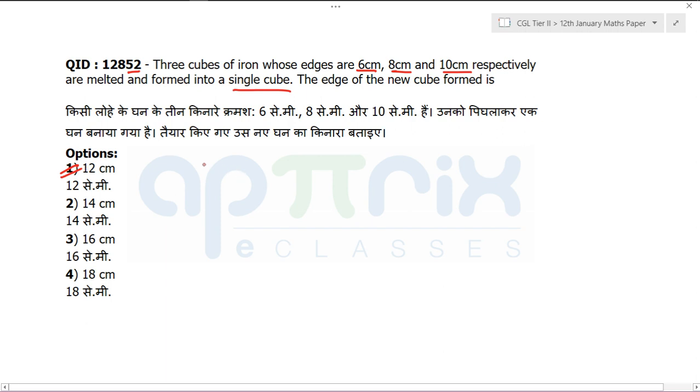You know that the volumes will be constant. That means if you sum the volumes of all 3 iron cubes here, that should be equal to the volume of the new cube. Now you can quickly see that 10 cube is 1000 plus 8 cube plus 6 cube. 8 cube is 512, 6 cube is 216. This sum is not going to be more than 2000. And 14 cube is actually going to be more than 2000, because even 13 cube is more than 2000.